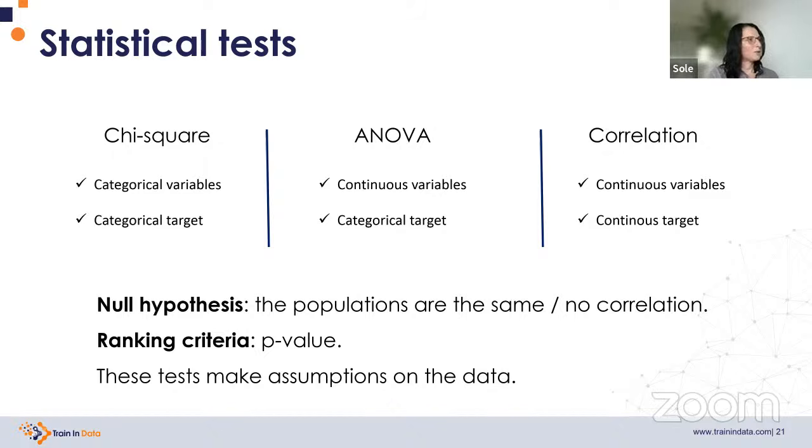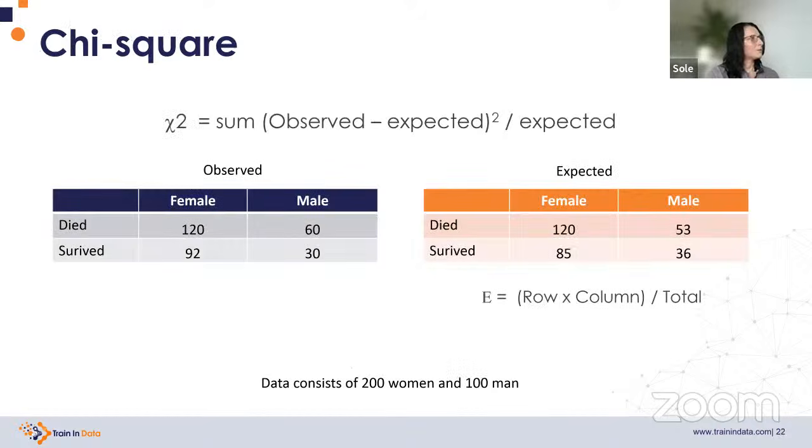I won't have time to explain all the statistical tests in detail. So my idea was to explain one method from each of the filter, wrapper, and embedded methods. So I chose chi-square. Chi-square compares the distribution of the categories of the variable across the classes of the target. So for example, if we have the Titanic dataset, we have the variable gender with values female and male, and then we have the target that is died or survived. And we can create with this what is called a contingency table with the observed distribution. So this is what happened in the Titanic.